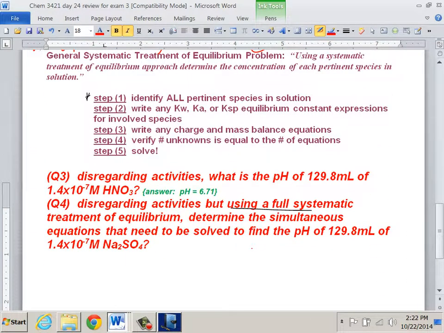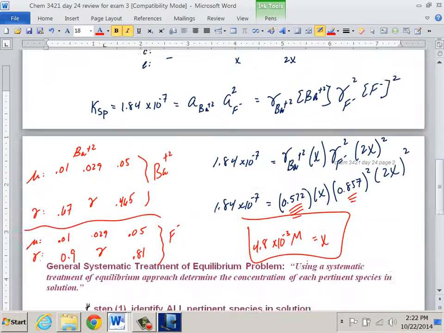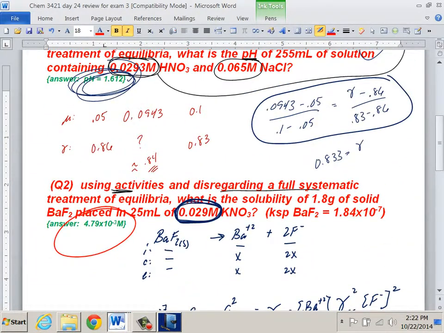And then there's some systematic treatment problems to practice with. Give them a shot. Come on by, I'll be here. We have lab all tomorrow morning. You can work some more problems there. I can make some up.